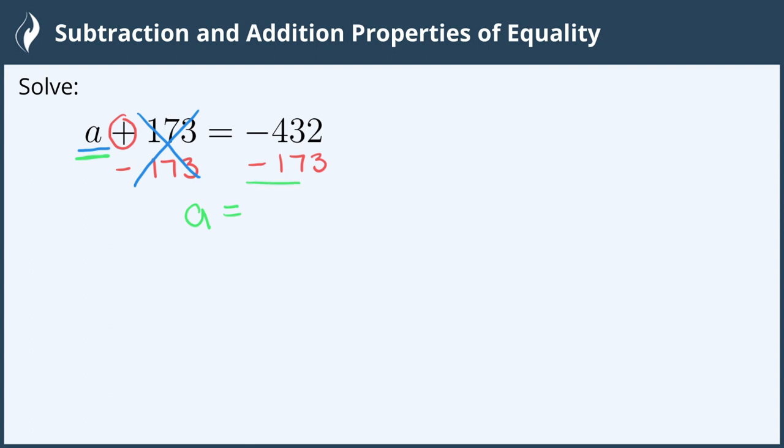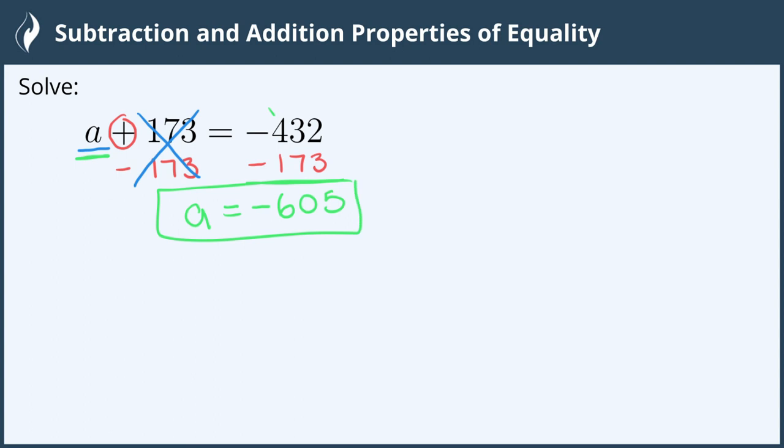On the right-hand side, we have two numbers and they're both negative. Because the signs are the same, this means that we add and keep that same sign. And since they're both negative, the sign will be negative. So let's go ahead and add these. 2 plus 3 is 5. 7 plus 3 is 10, carry the 1. 1 plus 4 is 5, plus 1 more is 6. And our answer is a equals negative 605.